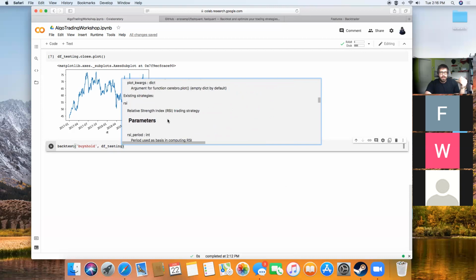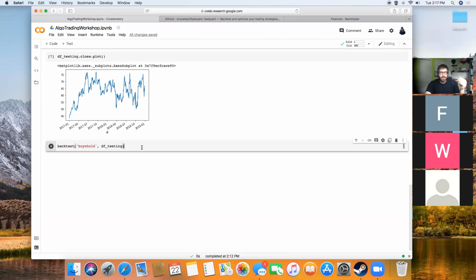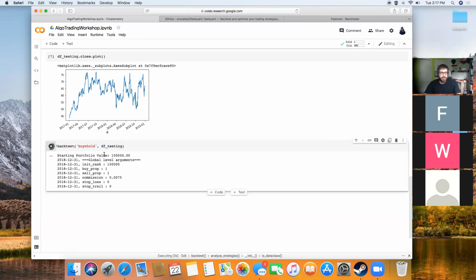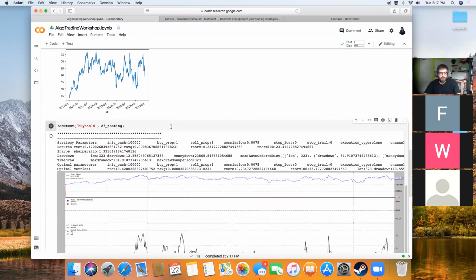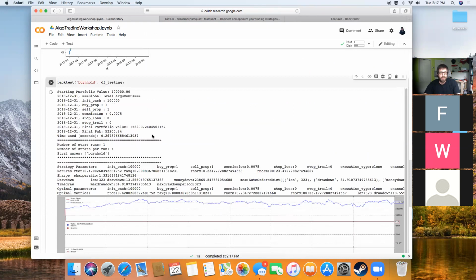And I think that's it mostly. So we're just going to work with the default parameters for now and just do the backtest for buy and hold on this data. And that's it, really. Using this library is that simple. It just did the backtesting and it gave us all the result and a plot.